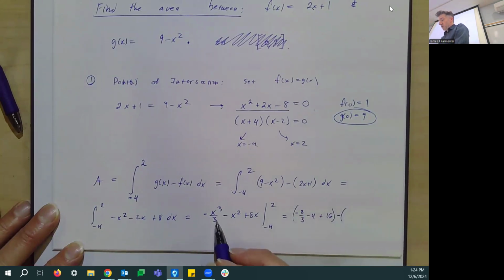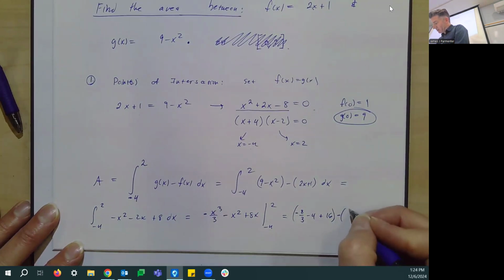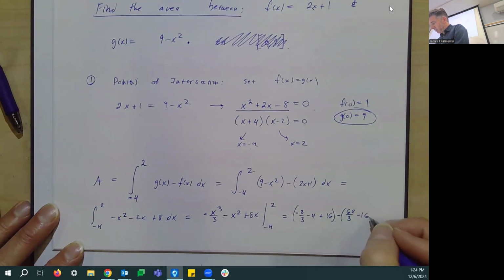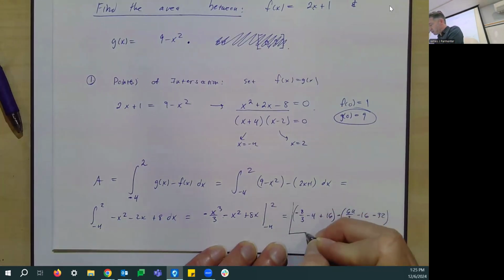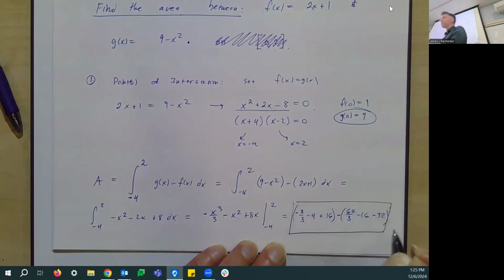minus -4 cubed is negative 64. So that's positive 64 over 3 minus 16 plus 8 times -4 is minus 32. And I would stop there. Even if the problem said to simplify it as much as possible, I would still stop there. And then if I had time, I would come back. But that's good enough for most people.